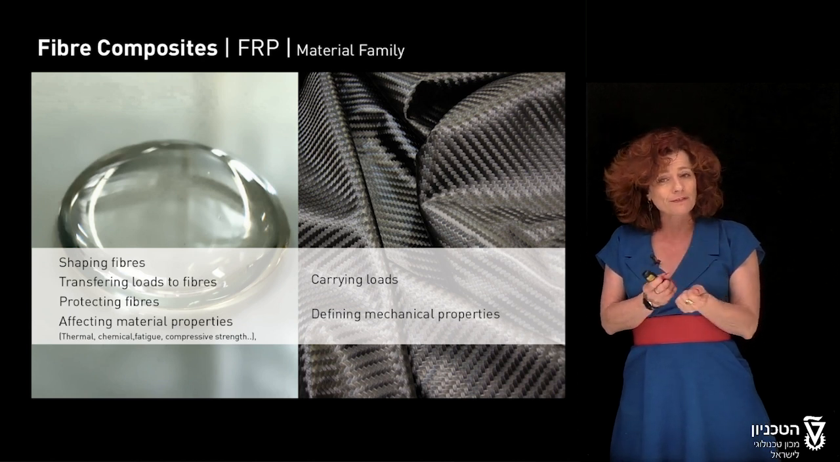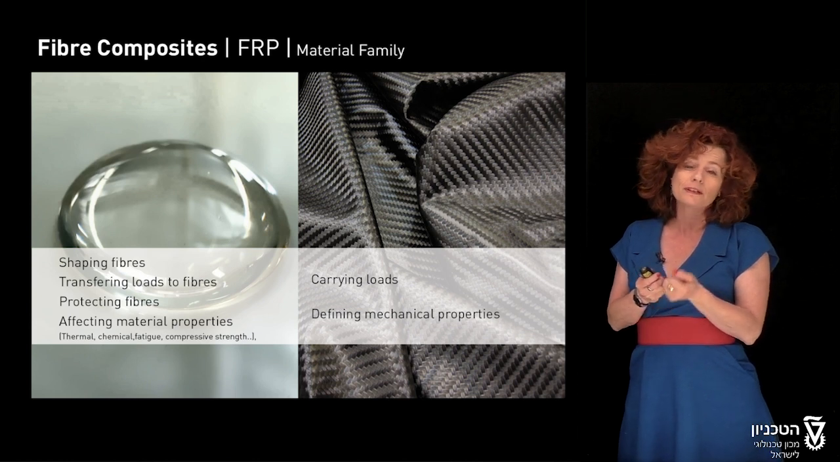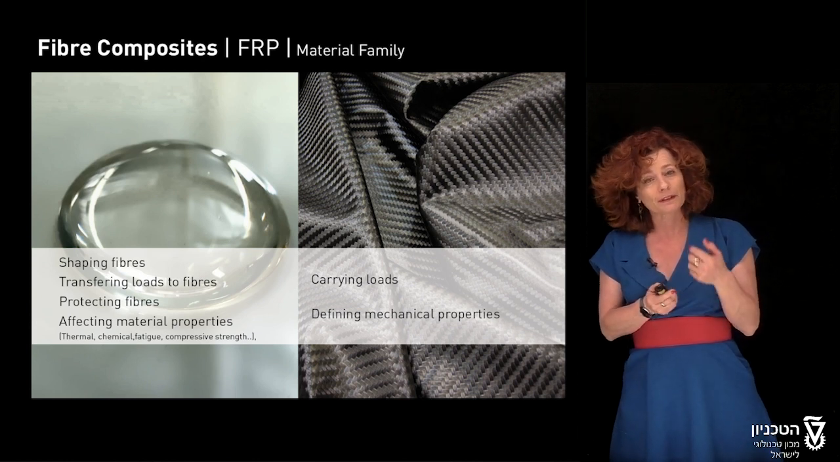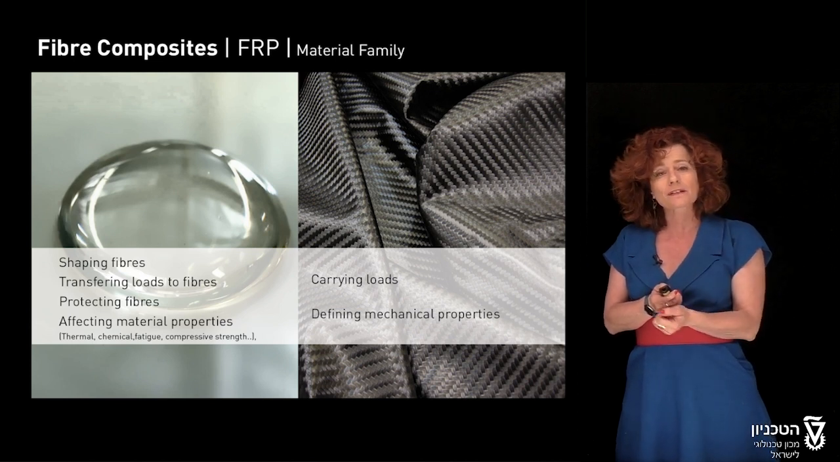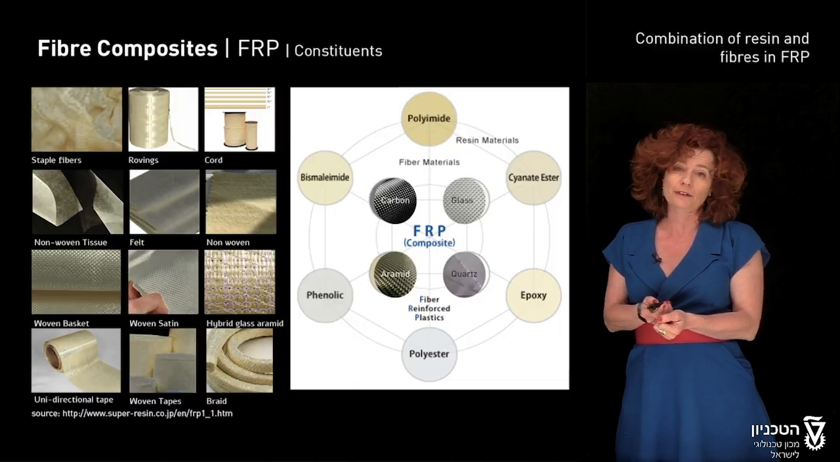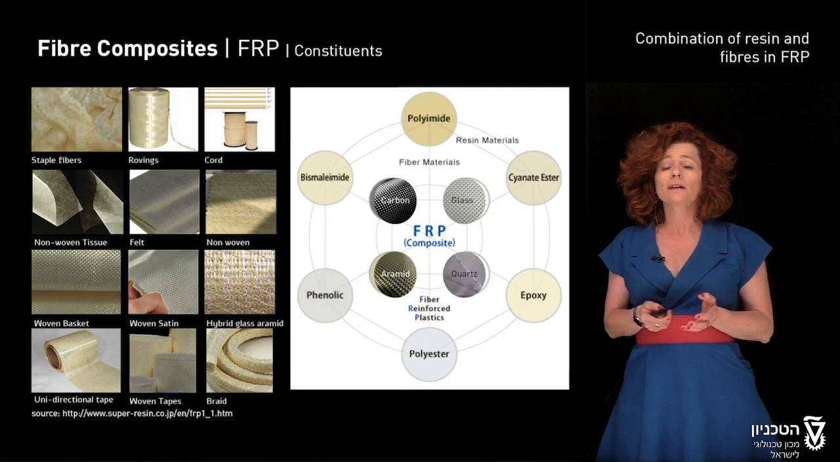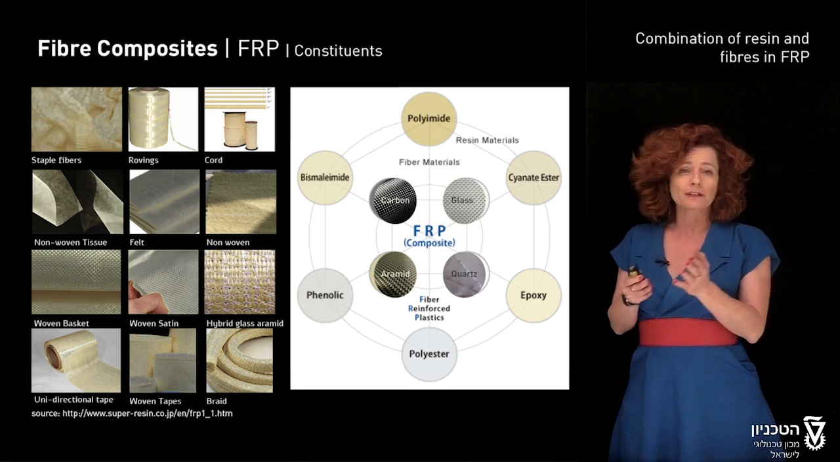So not only transferring loads, but also protecting these fibers, and it also affects the material properties, for example, its resistance to various factors, and its strength in compression. Composite materials are the magic combination between the two constituents, the two elements of fibers and matrix.